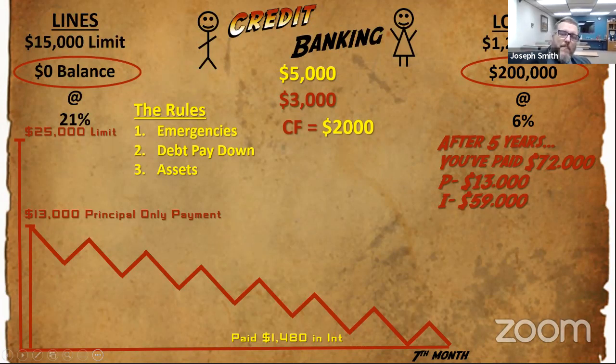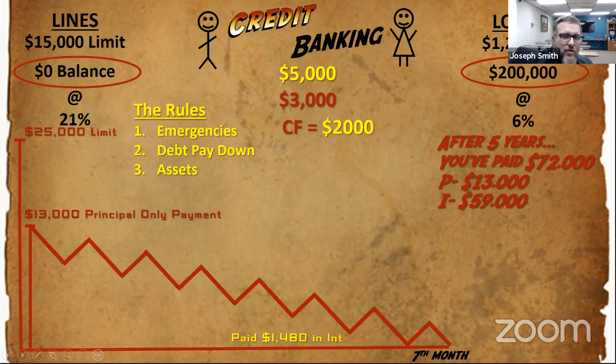Do you see it took 5 years to pay down the mortgage $13,000, whereas in our example using credit banking, we paid that off in 7 months. 7 months versus 5 years. Now, it cost $59,000 in interest. The way that the loan is amortized, the interest is front loaded, so you're paying way more interest up front. So $59,000 of your $72,000 paid went towards interest.